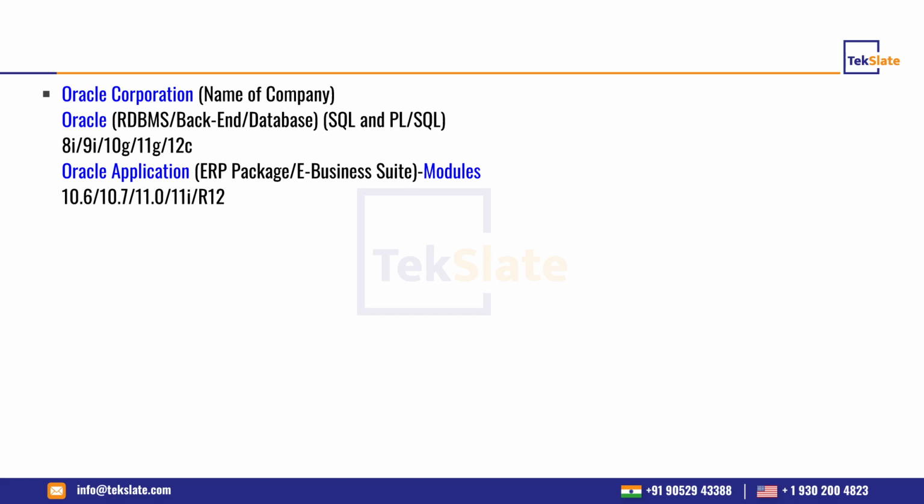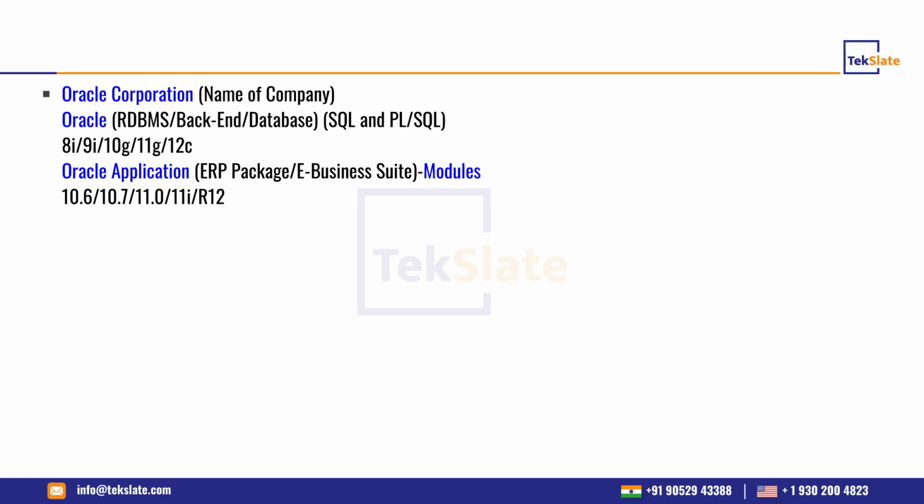What is Oracle? Oracle is an RDBMS, a backend database. What does Oracle consist of? Oracle consists of SQL and PLSQL. We have too many versions, but the latest version in Oracle as of today is 12c. Similarly, Oracle application is called ERP, e-business suite, an ERP package rather. This e-business suite consists of various modules. The release I'm trying to discuss with you is R12. This is the latest one as of today.